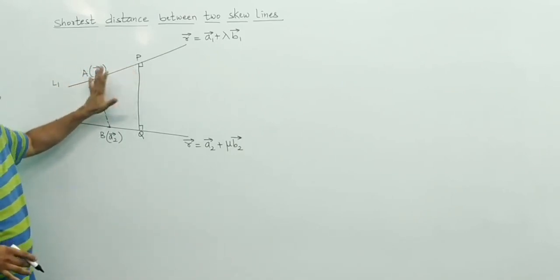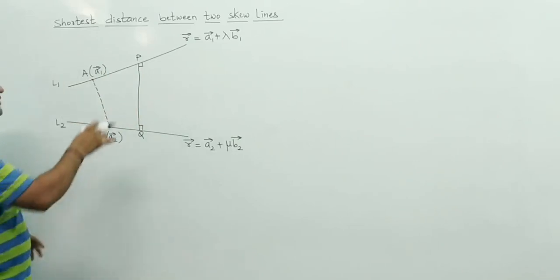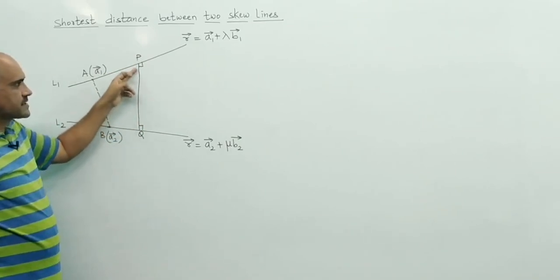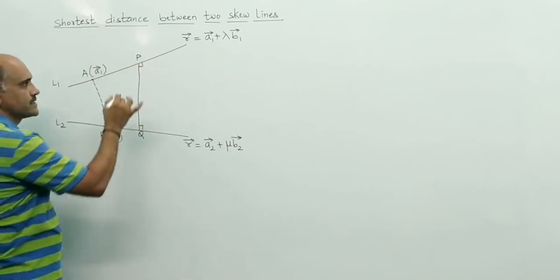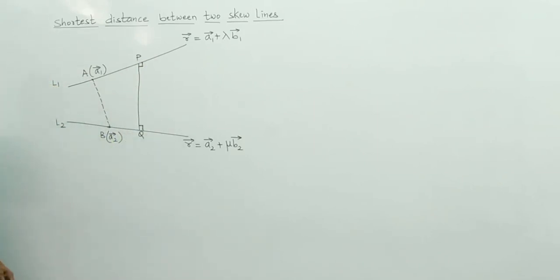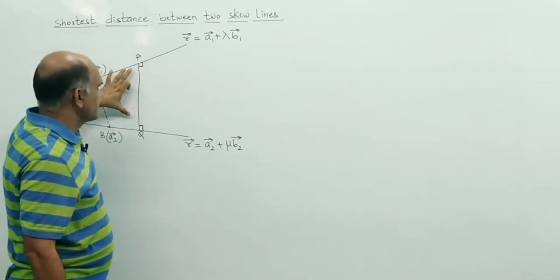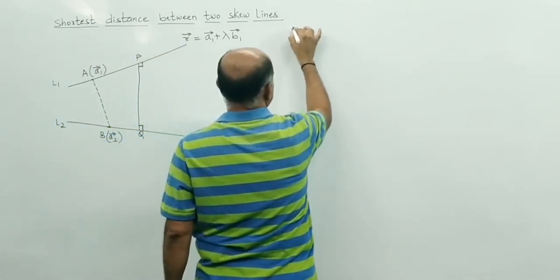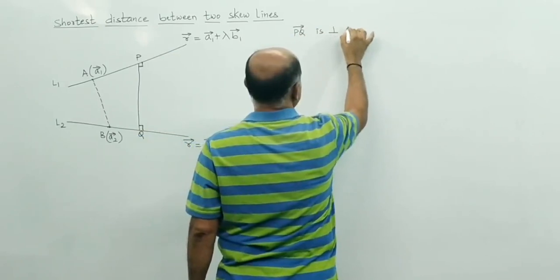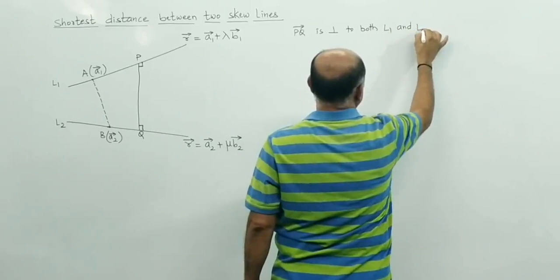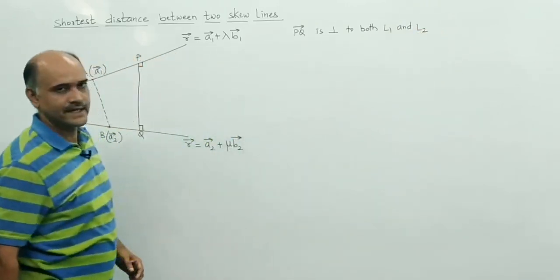As they are non-intersecting, non-parallel, this is bigger one, this is smaller one. On board we cannot show it, so it seems to be bigger. So PQ is the shortest distance between these two skew lines. Shortest distance is always perpendicular. So now here students, PQ is perpendicular to both lines L1 and L2.